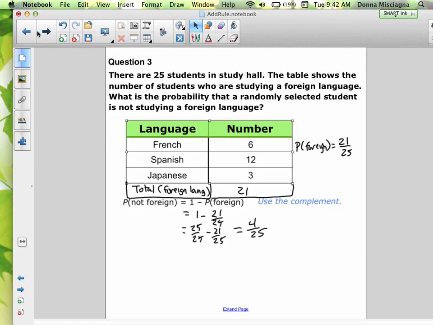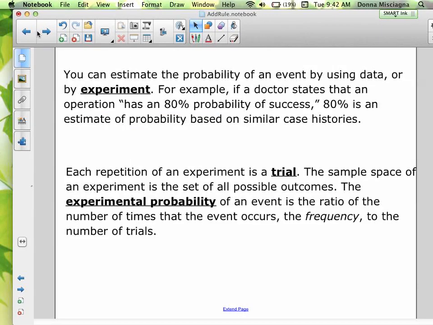So I got this one in your notes, and we can turn the page. All right, so let's look at experimental probability. You can estimate the probability of an event by using data or by experiment. So that's the word that goes in the blanks, I believe. For example, if a doctor states that an operation has an 80% probability of success, 80% is an estimate of probability based on similar case histories. So that's not something you would have theoretical probability you'd be able to find on. There's no way to account for everything that can happen during the operation, but they can look at the previous success rate and use that to calculate a probability.